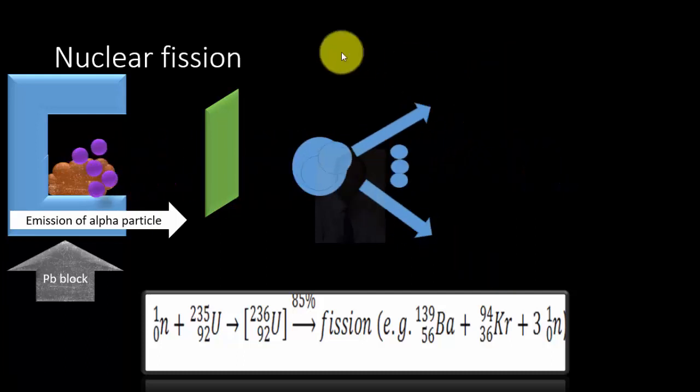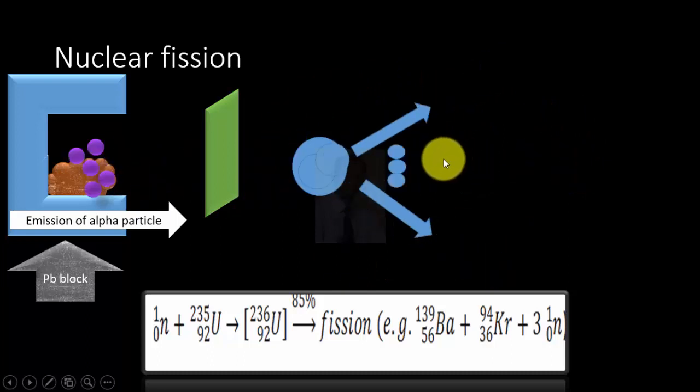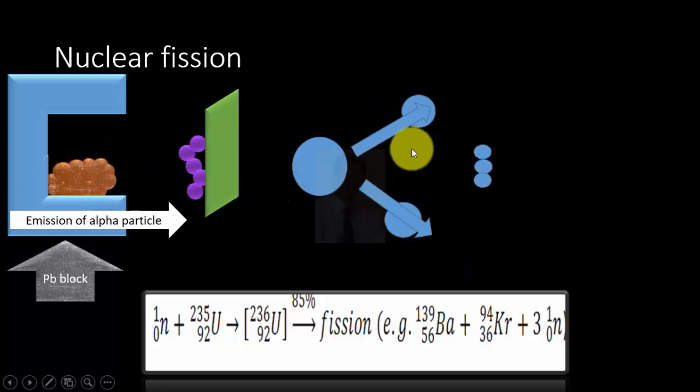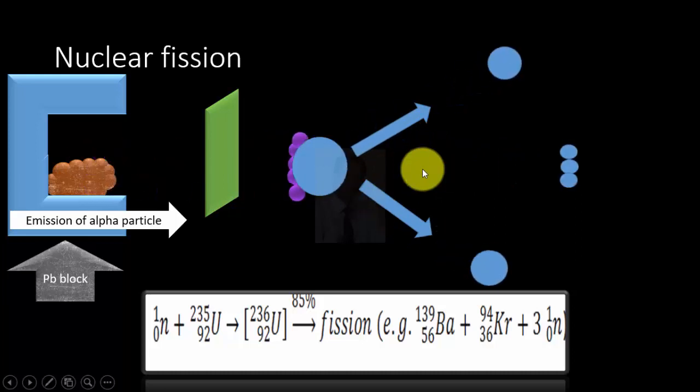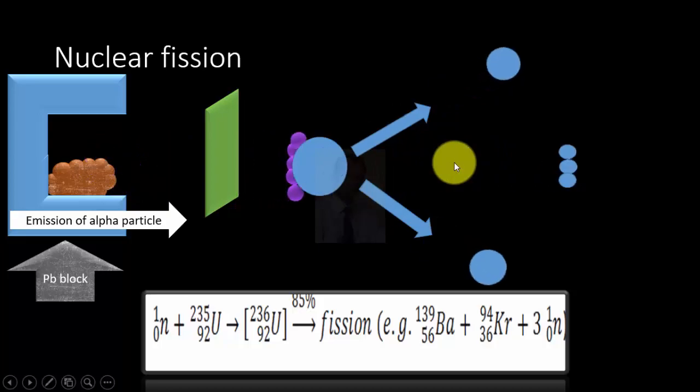When this chain reaction is not controlled, it could result in a nuclear bomb explosion. And when these radiations are controlled by slowing them down, then we can get electricity from them in a nuclear reactor.